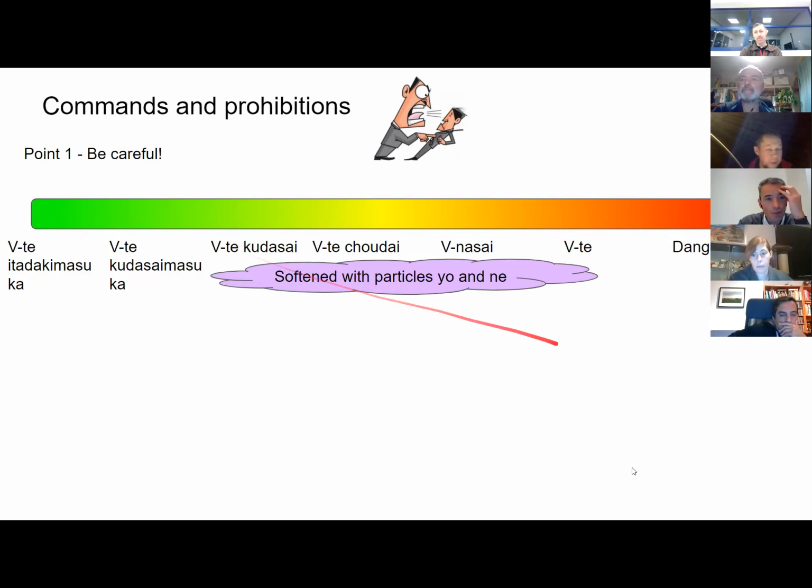So if you want to use kudasaimasu and so on, but you hesitate a little bit too long, then you are starting to be rude. If you say like tabete and then you forget what to say.